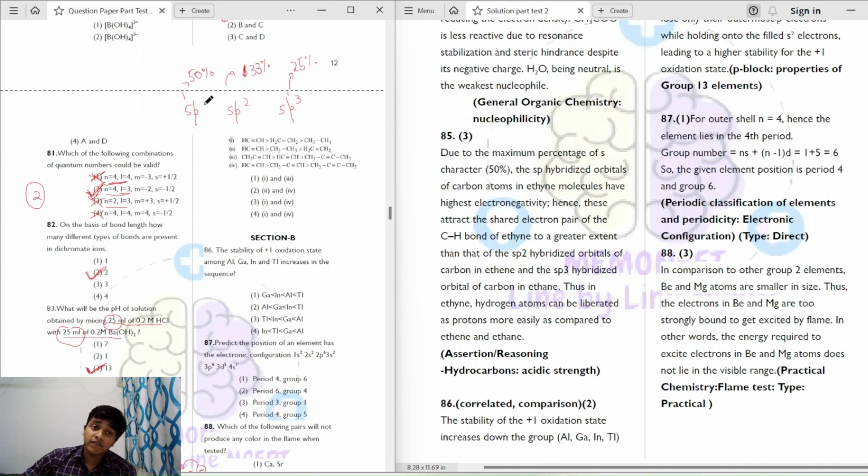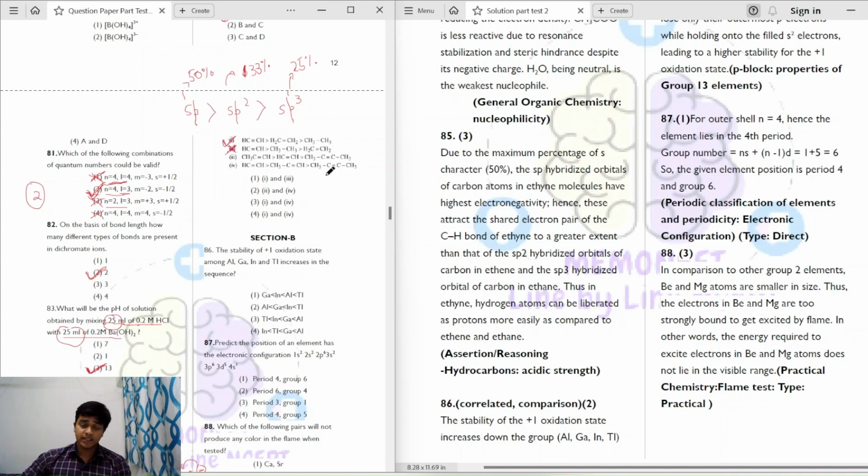So the electronegativity will be highest for sp, and then sp2, then sp3, and similar will be the order for the acidic character. So the acidic character for the alkynes will be highest, then for alkenes, and then for alkanes. So statement 1 is correct and statement 2 will be wrong.